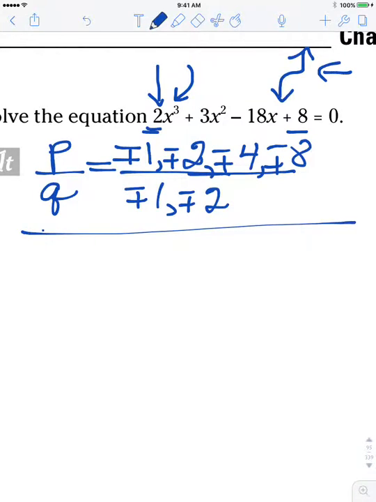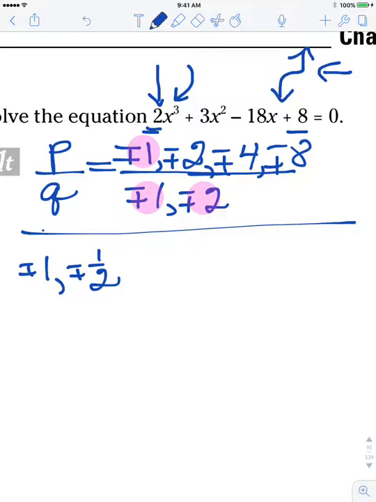And so now you list all the possible factors without writing duplicates. So you're going to go, let me get a highlighter so you guys can see how I'm doing this. You're going to go 1 over 1 is just 1. And then 1 over 2. So plus or minus 1, plus or minus 1/2.